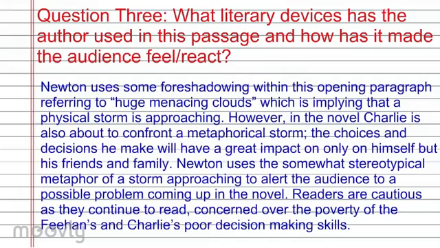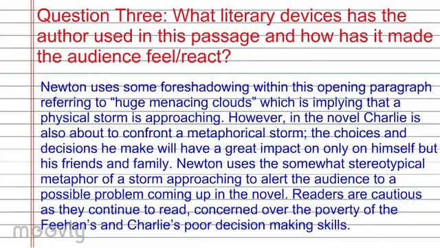Newton uses some foreshadowing within this opening paragraph, referring to huge menacing clouds, which is implying that a physical storm is approaching. However, in the novel, Charlie is also about to confront a metaphorical storm. The choices and decisions he makes will have a great impact not only on himself, but his family and friends. Newton uses a somewhat stereotypical metaphor of a storm approaching to alert the audience to a possible problem coming up in the novel. Readers are cautious as they continue to read, concerned over the poverty of the Fians and Charlie's poor decision-making skills.